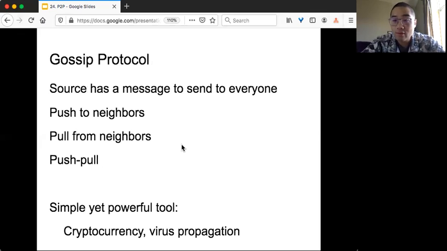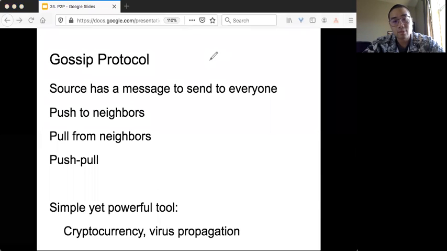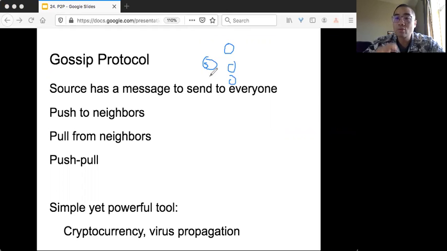One of the very fundamental protocols is called the gossip protocol. The setup is actually very simple. I have a single source, and the source has some message that needs to be sent to everyone. Suppose I have a source here, and it has certain neighbors. You don't want to do flooding. Flooding is when you have a message and send it to 1, 2, 3. But for gossip, I only send to a small set of neighbors. For example, in this case, maybe I only send to this guy.